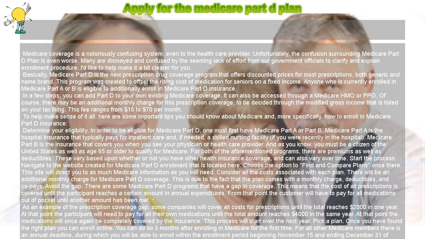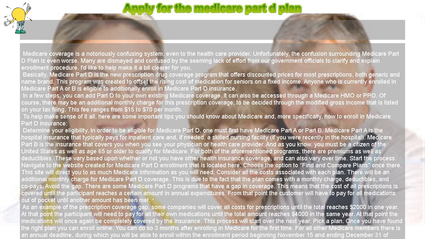As an example of the prescription coverage gap, some companies will cover all costs for prescriptions until the total reaches $2,000 in 1 year. At that point the participant will need to pay for all their own medications until the total amount reaches $4,000 in the same year. At that point the medications will once again be completely covered by the insurance. This process will start over the next year.